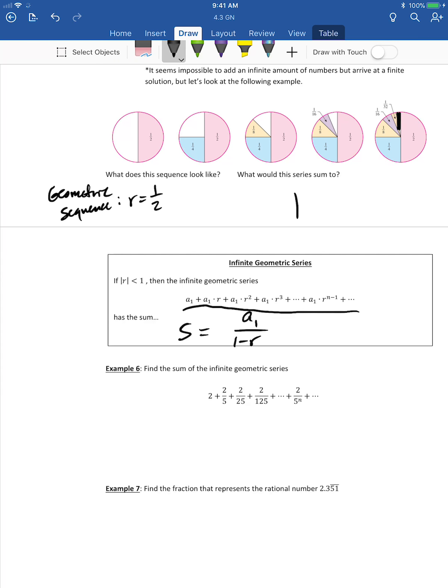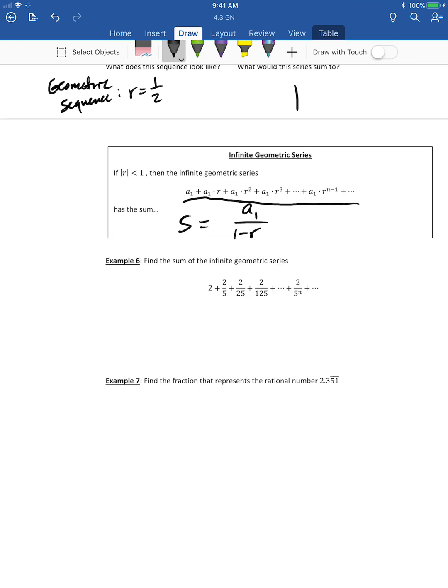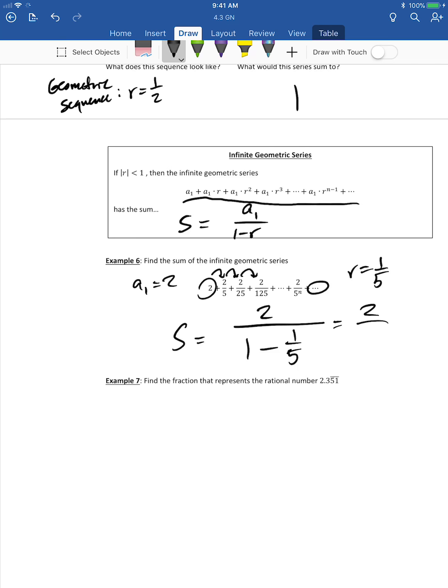So, example 6. Find the sum of the infinite geometric series. This series continues forever by these 3 dots here at the end. I use my formula. S equals my first term, a1 equals 2, over 1 minus r. What am I multiplying each term by? I'm multiplying by 1 over 5. So 2 over 1 minus 1/5 is 4 over 5.